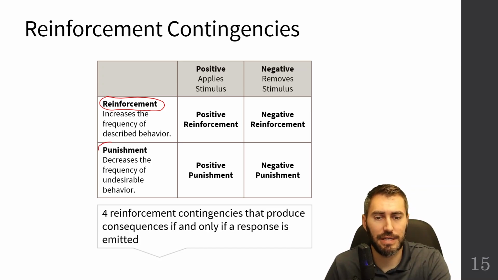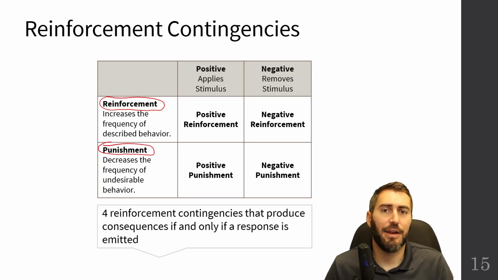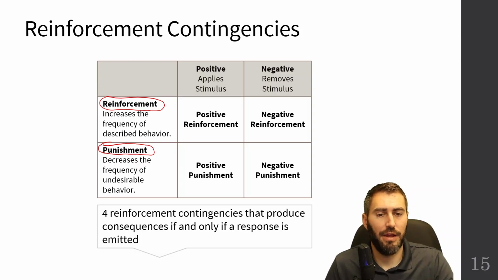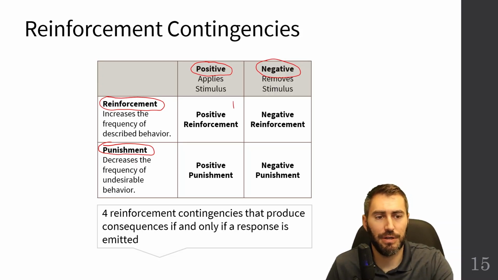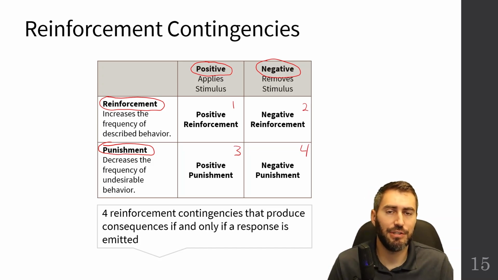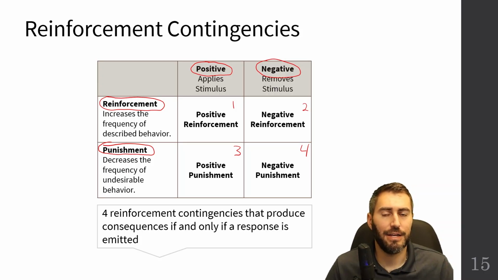On the other hand, we also have punishment, and punishment acts to decrease the frequency of the behavior that's occurring. To accomplish those goals, we can either use positive aspects, which add some stimulus to the environment, or negative aspects, which remove some stimuli from the environment. So we end up with positive reinforcement, negative reinforcement, positive punishment, and negative punishment. Each of these acts to do something a little bit different in terms of changing behavior.